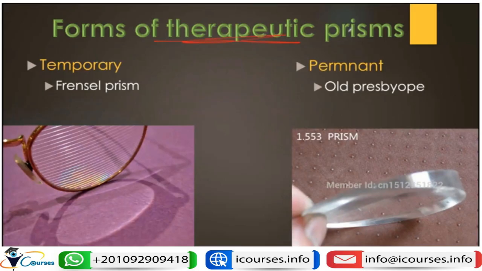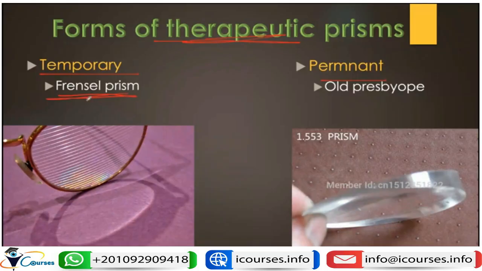The therapeutic lenses can take different forms. So we said the uses of the therapeutic lenses. So how can we use them? This can be done by either temporary prisms or permanent prisms. Temporary prisms can be used if the condition is changing, for example, if the angle of squint is changing all the time. The famous example of the temporary prism is called the Fresnel prism.